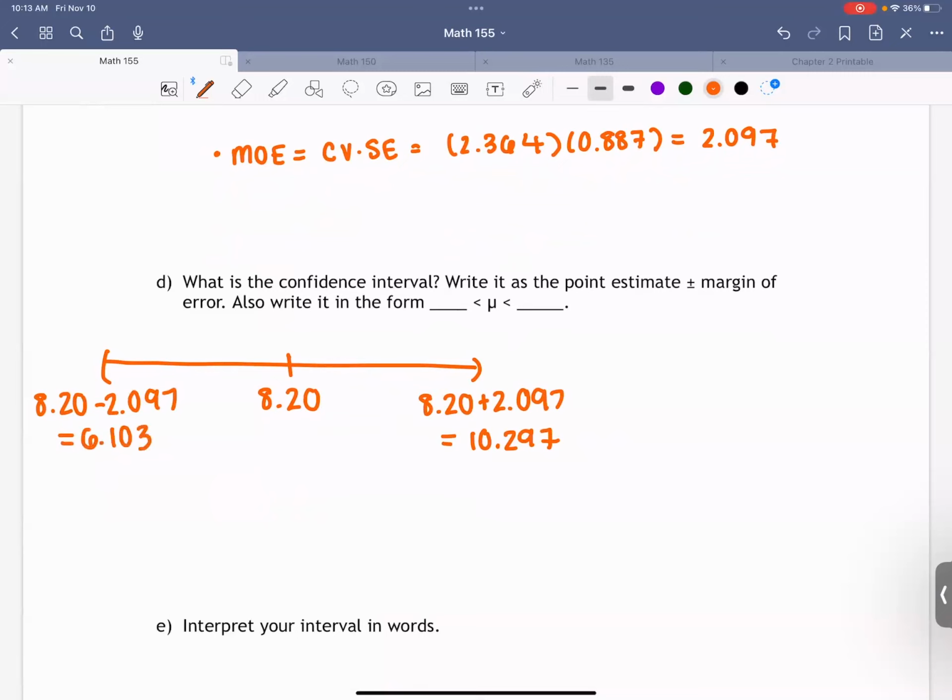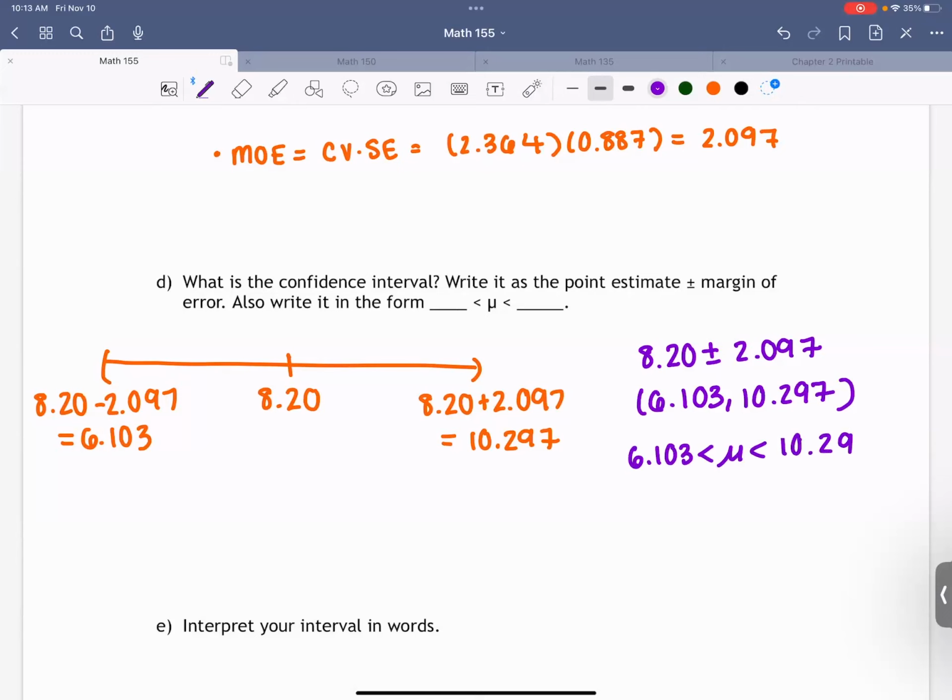And there's a couple ways I can write my interval, right? I can use the plus or minus symbol, 8.20 plus or minus 2.097. I can write it in interval notation where I put my lower number and upper number in the same interval and clump them together. Finally, I can use the less than symbols, right? I can do 6.103 is less than mu, which is less than 10.297. Okay. Any questions on writing the interval?